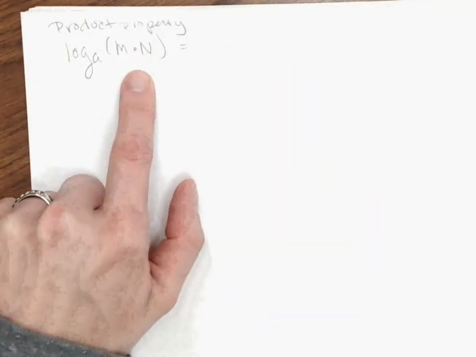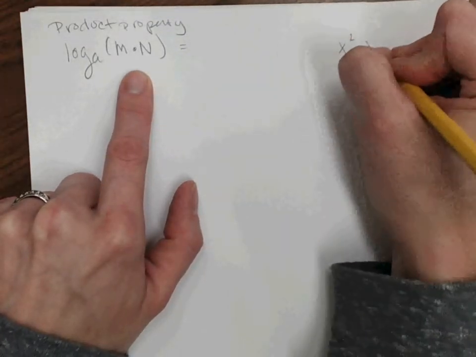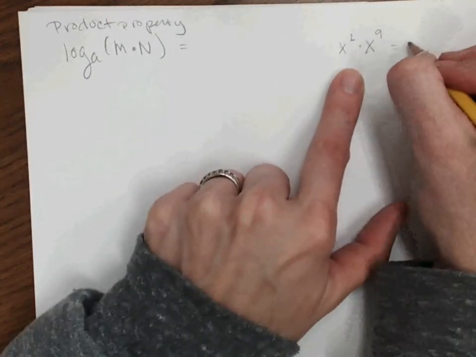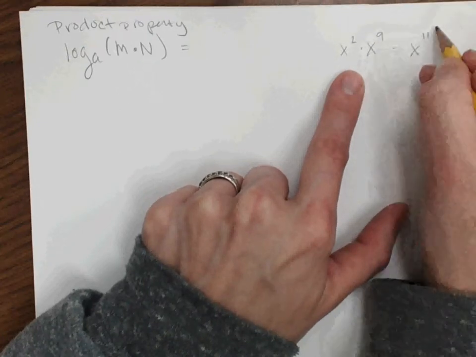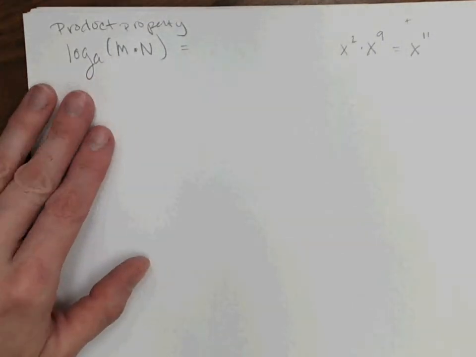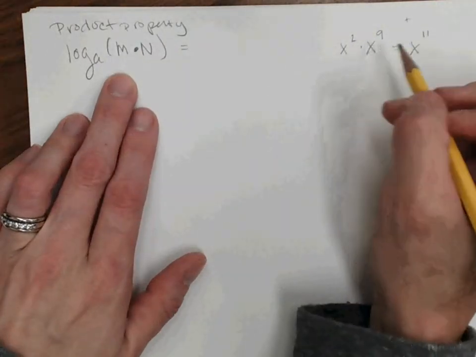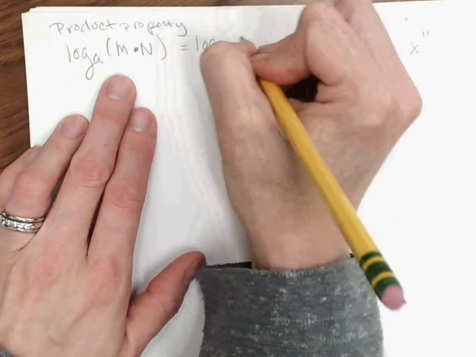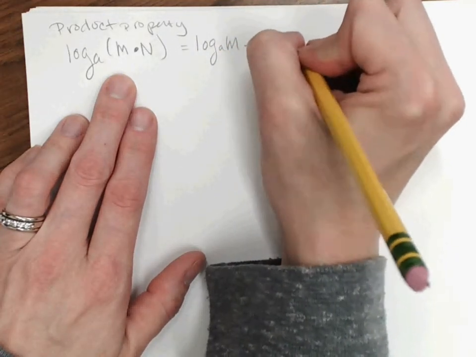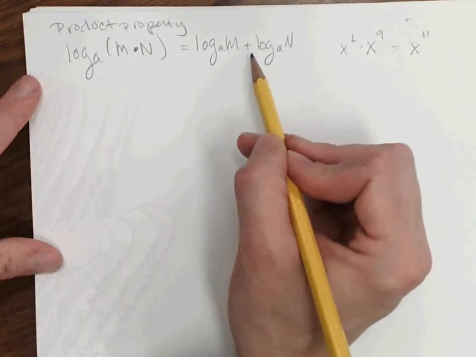Now, if we think back with our exponents, right? If I had x squared times x to the 9th, remember, if I was multiplying with my exponents, I ended up adding them together, right? Addition is the operation that I did here. And all of our log properties work the same way. So if I'm multiplying inside of my log, it's like I've got this type of situation here. So when I expand it, I'm actually adding them together. Okay, so if I have a product inside of my log, it turns into addition.